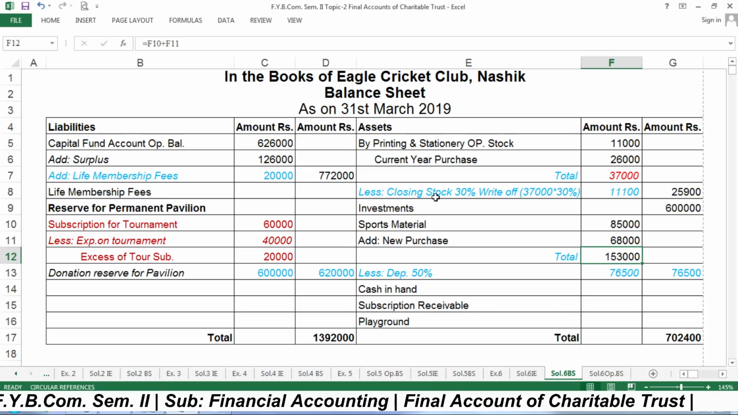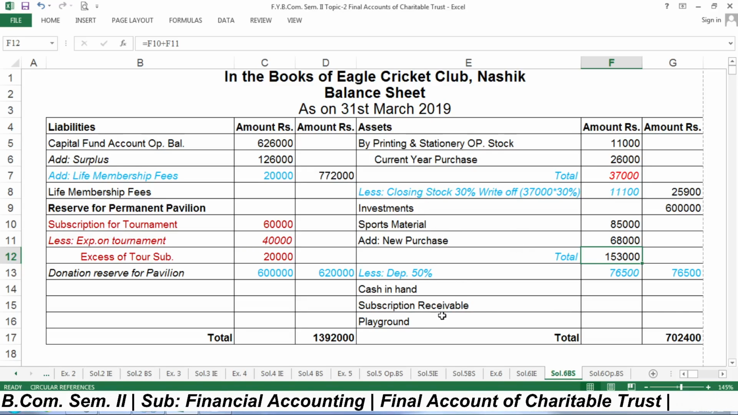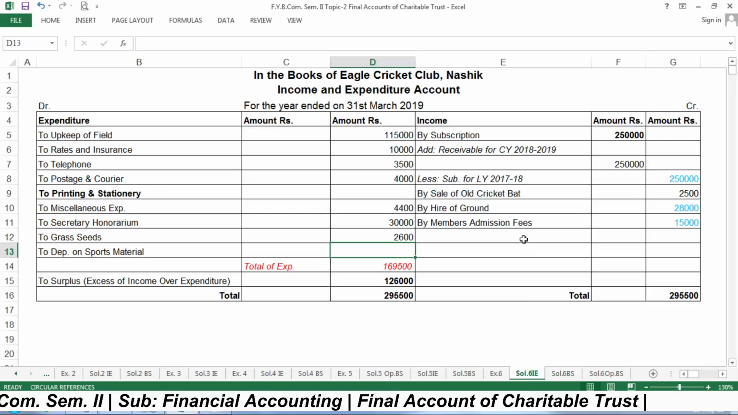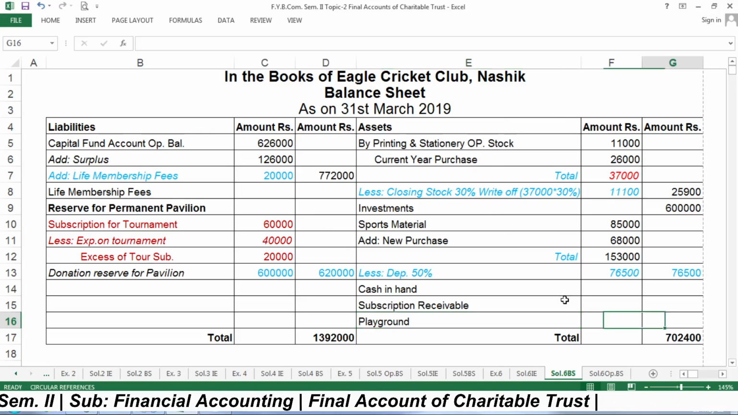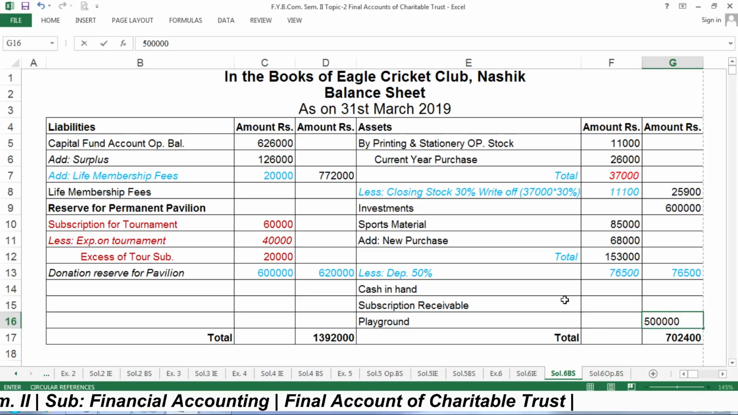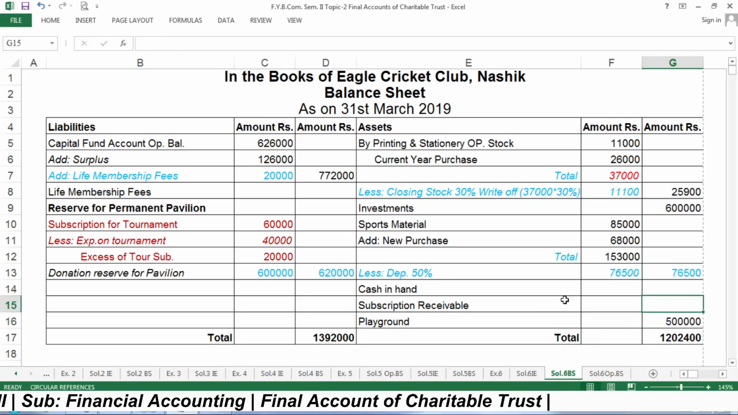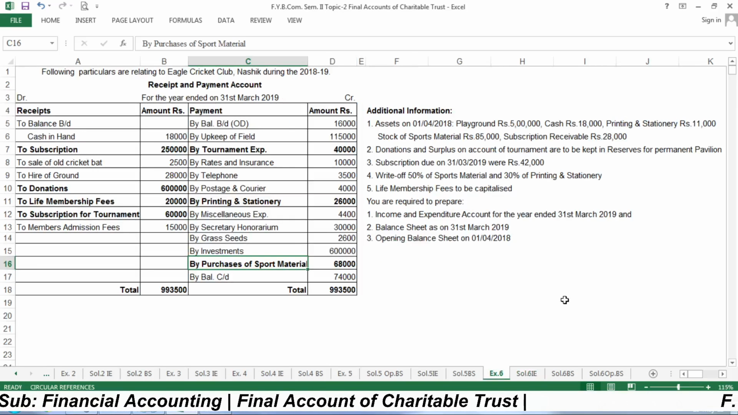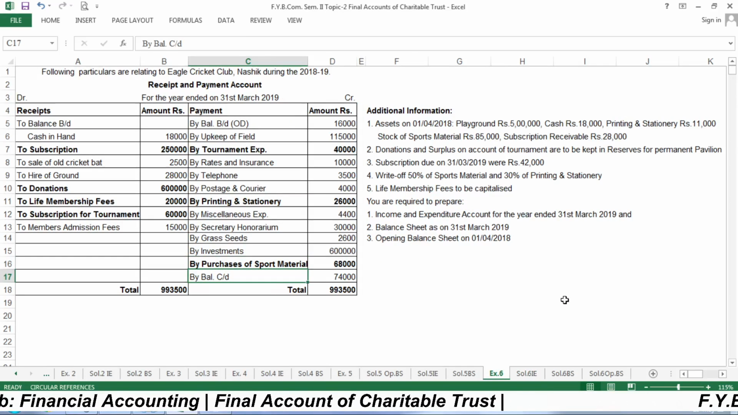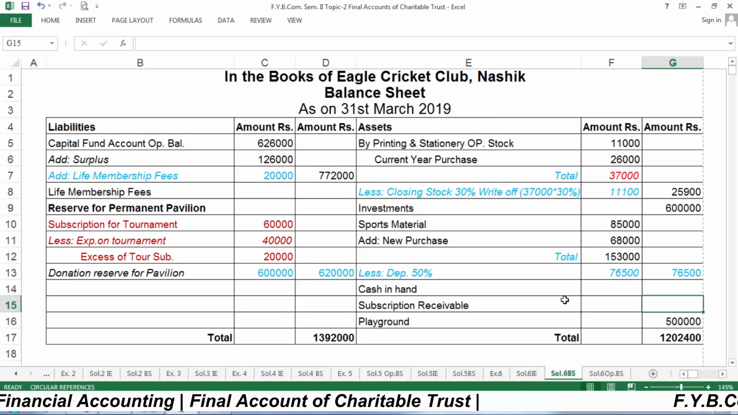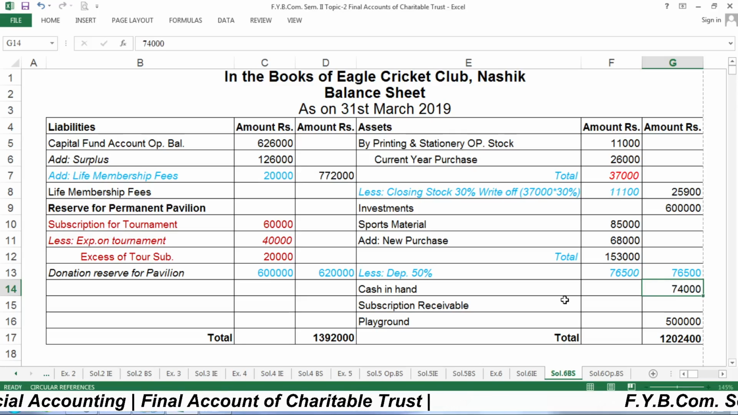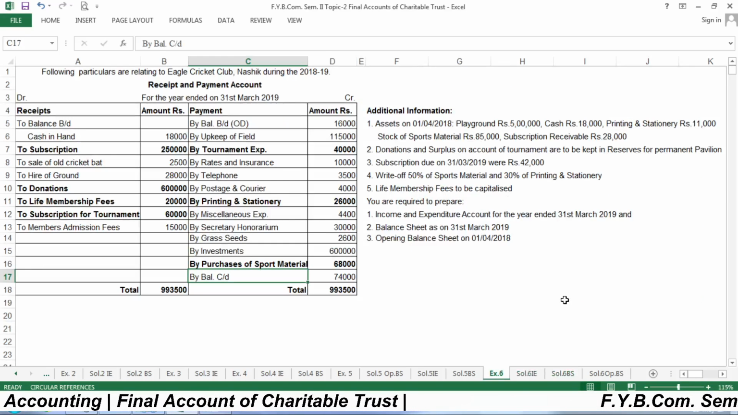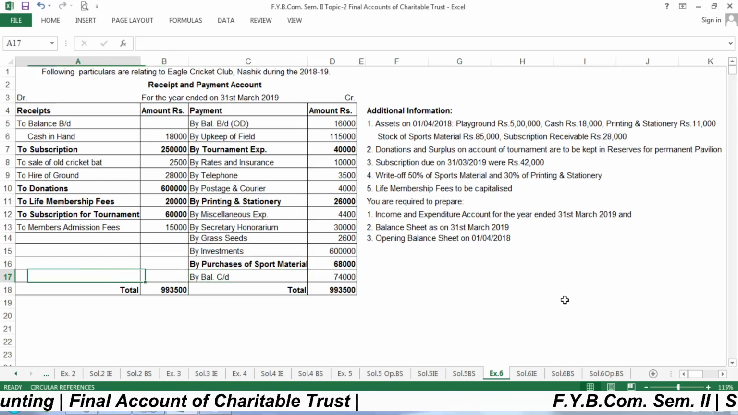With this, we also have another asset like playground, which is mentioned in the opening balance sheet, of rupees 5 lakh. So here the playground amount is rupees 5 lakh, and there is no depreciation as per the example. After that, let us see the next item, that is balance carried down. That means the closing balance of cash. So on the asset side, closing balance of cash is rupees 74,000. That is the current year cash balance. Now we don't have any other payments on the payment side, as we have considered all the receipts.